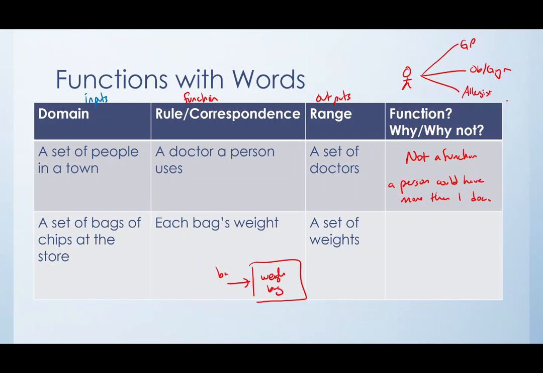So we're going to input a particular bag of chips. How many different values for the weight are going to come out? Well, hopefully only one, right? Unless we go to a different planet or something like that. One bag's going to have one weight because it's not opened, it's at the store, nobody's eaten anything. One bag is going to have one weight to it. So this one will be a function. So each bag input has only one weight, which is the output.